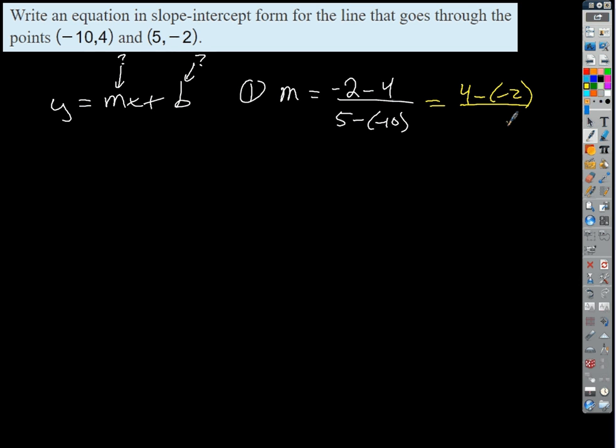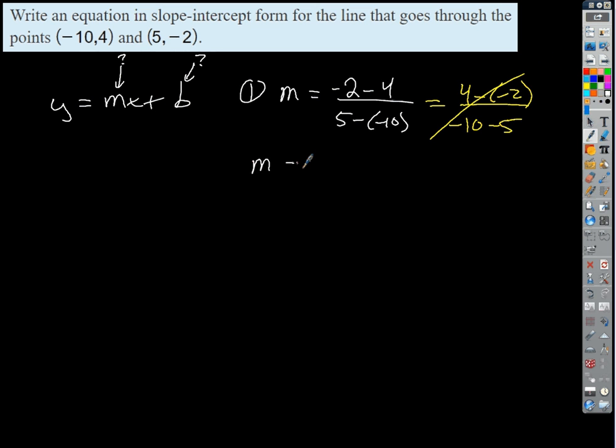But if I'm subtracting this y value from that one, then what do I have to do on the bottom? Negative 10 minus 5, right? Either one's going to give me the same answer, so let's just use this one. So what's that give me then?